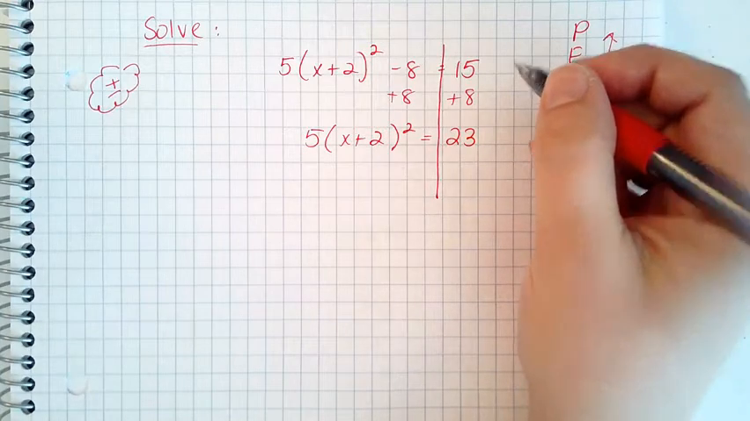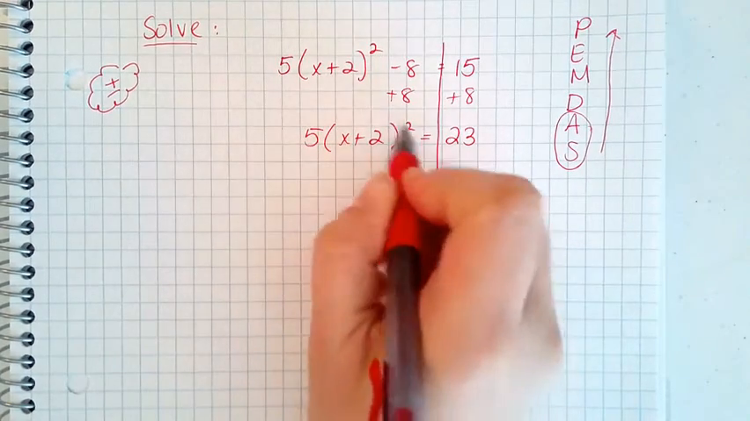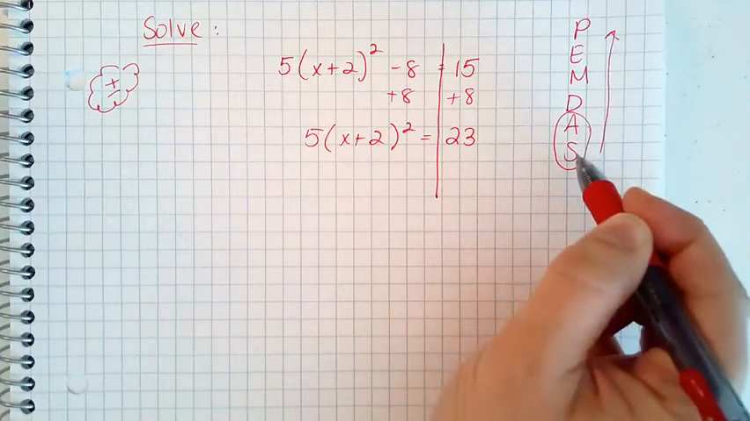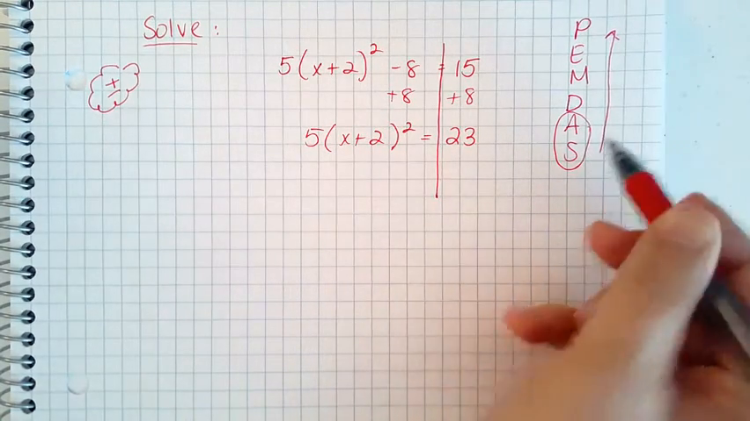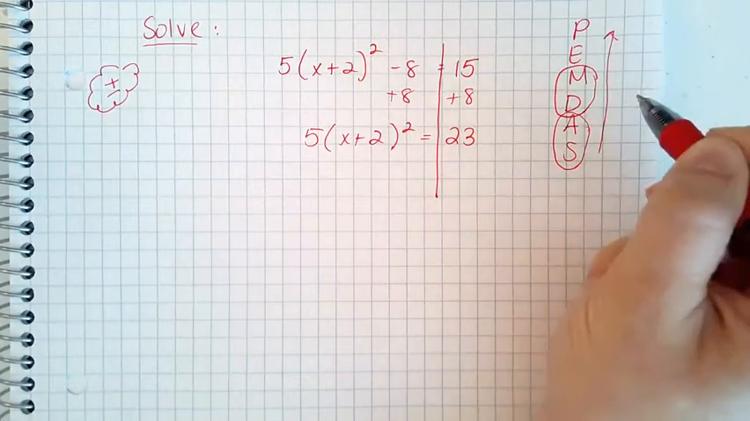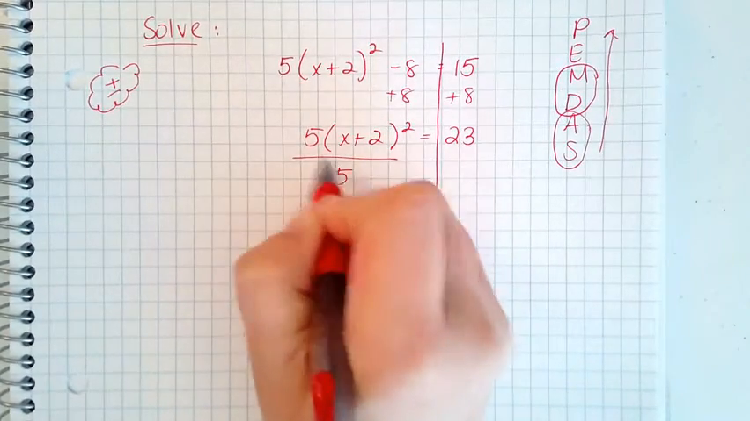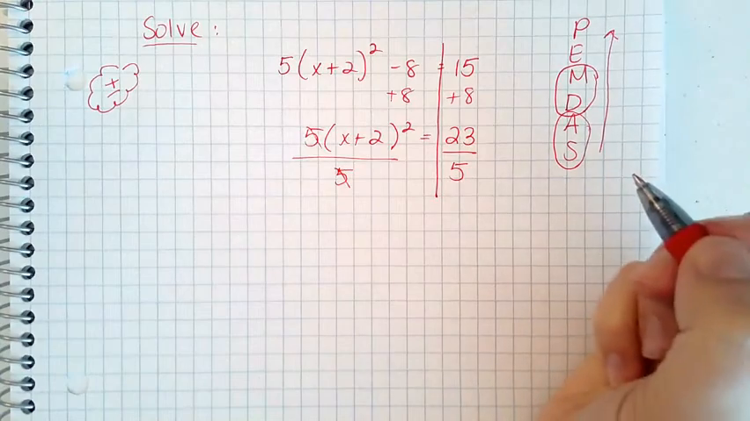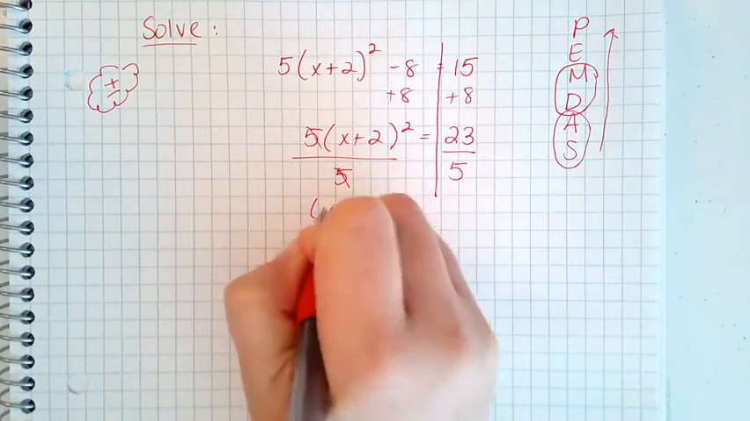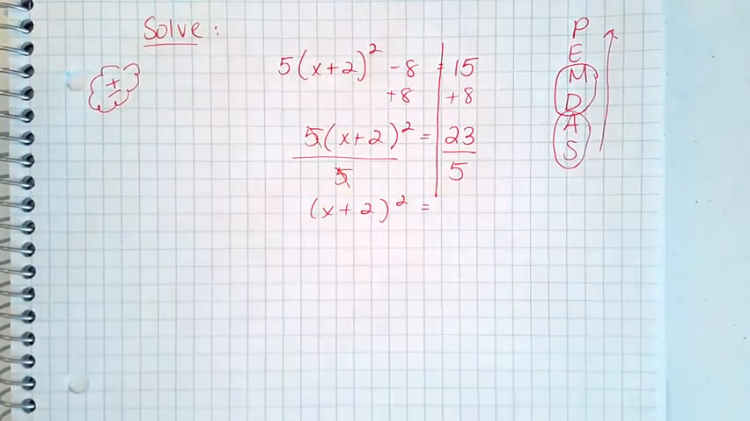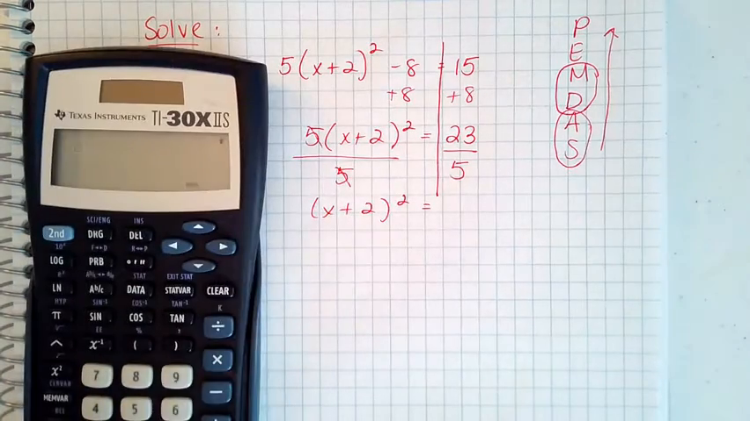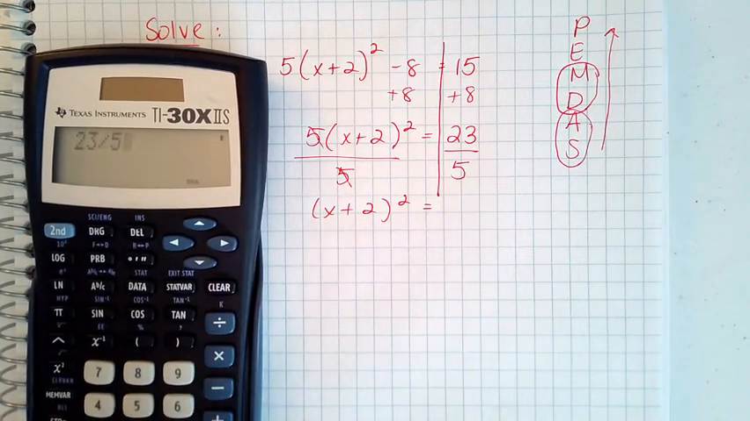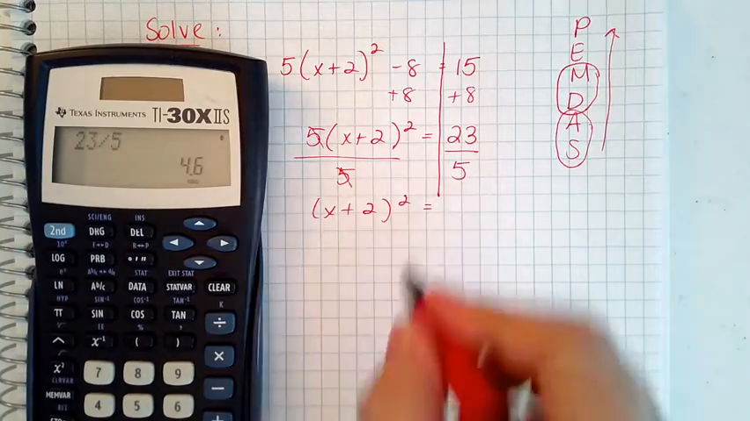And so then I'm going to still try and get x by itself. I got rid of my addition and subtraction outside of the parentheses first. Next, I'm going to get rid of my multiplication and division, so I'm going to divide both sides by 5. Now, this doesn't go in evenly, but that's fine. You can round to the nearest tenth. So we get (x plus 2) squared equals, and when I get my calculator, I do 23 divided by 5, and I get 4.6.